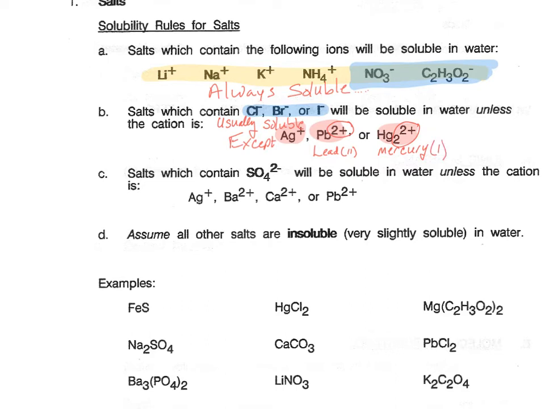Now we look at the salts that have a sulfate. The sulfate ion, of course, is the anion, and it is going to be soluble in water unless it is with silver, the barium ion, calcium ion, and again lead 2, only lead 2. Lead 4 is still soluble. And again, for this class, we assume that all other salts are insoluble in water. This is not talking about bases yet. We'll go to that next.